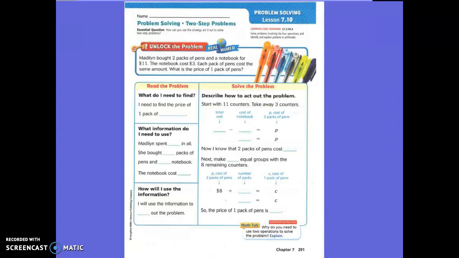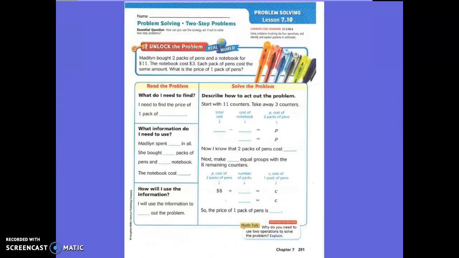Boys and girls, today we are going to solve two-step problems using the strategy Act It Out. Please read the story problem. Madeline bought two packs of pens and a notebook for $11. The notebook cost $3. Each pack of pens cost the same. What is the price of one pack of pens?